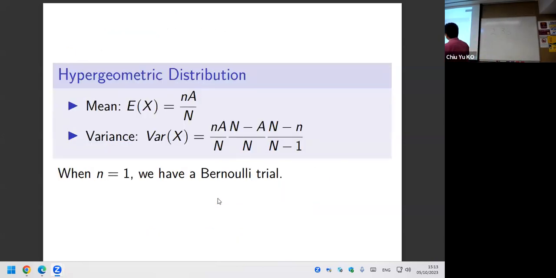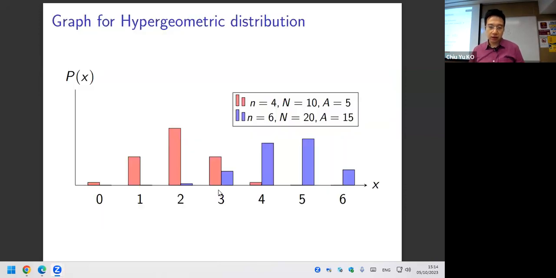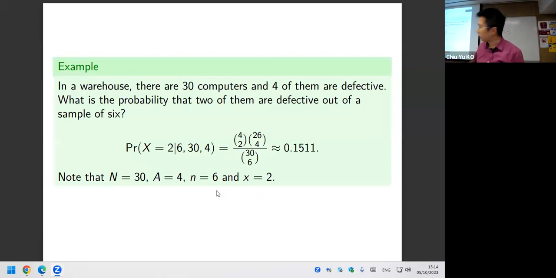So the mean and the variance look like this. I don't want to overemphasize this, but when n is 1, a over N is just p, right? So the mean looks the same as binomial, right? And if a over N is p, this is 1 minus p. And when big N is very big, this factor goes to 1. So this is the same as binomial. Okay, but anyway, I'm not expecting you to remember all this. The main thing is to look at this example in the warehouse.